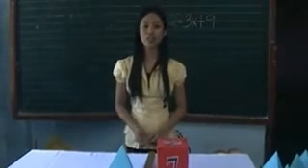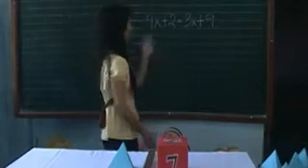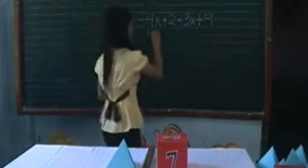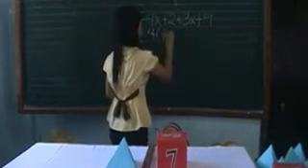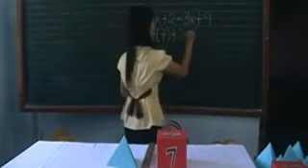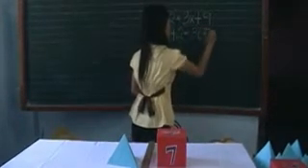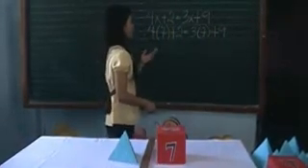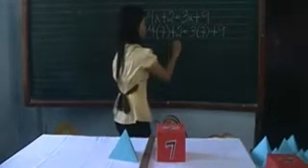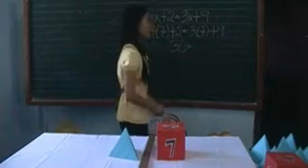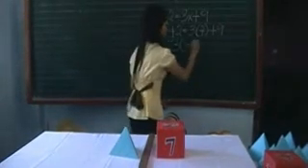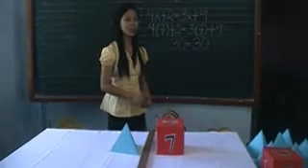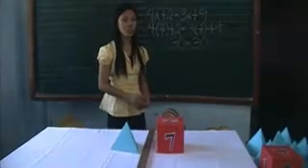Let us substitute 7 as the value of x in the equation 4x plus 2 equals 3x plus 9. So we will have 4 times 7 plus 2 equals 3 times 7 plus 9. By simplifying, 4 times 7 plus 2 equals 30. And 3 times 7 plus 9 becomes 30. We can say that 7 is the solution of the equation and the expressions are equivalent.